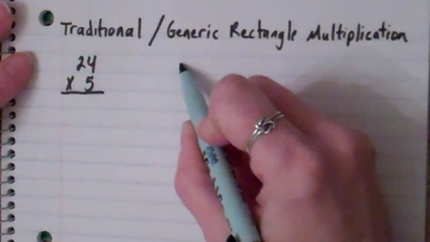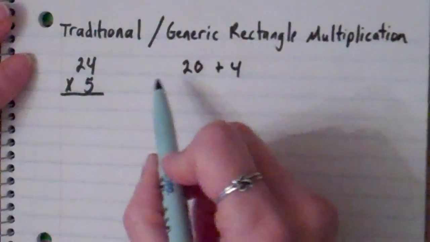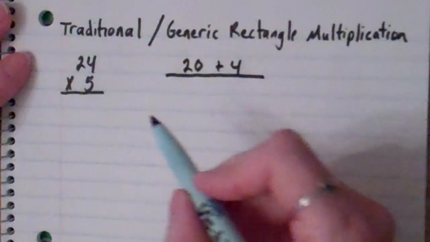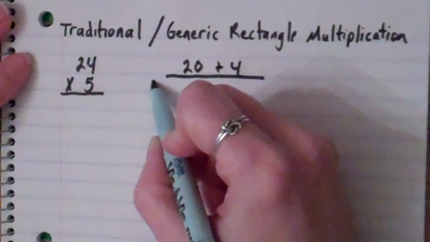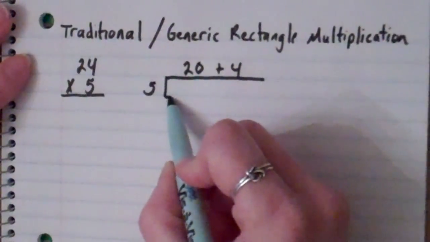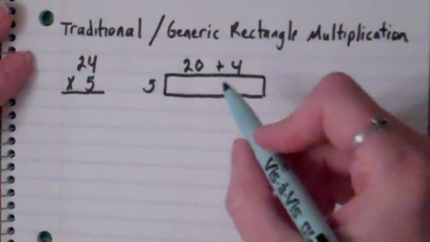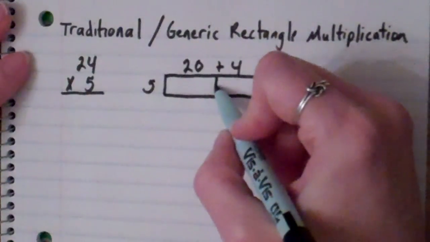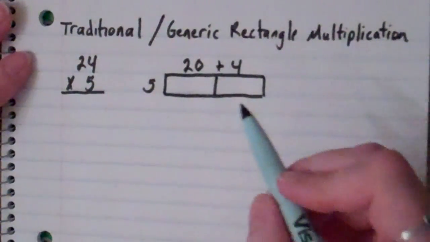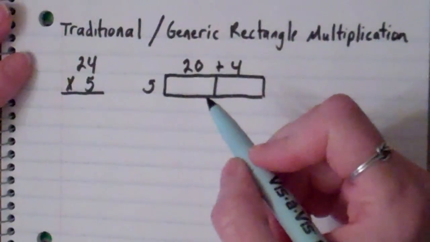And that would be 20 plus 4. This first factor becomes one side of our rectangle, one dimension, and the second factor, 5, becomes the second dimension, or the second side of our rectangle. And then we just fill in the rest of our rectangle. Where we have a plus sign is where we will divide our rectangle so that we have spaces for our partial products. Then we can go ahead and use what we know about basic fact multiplication.